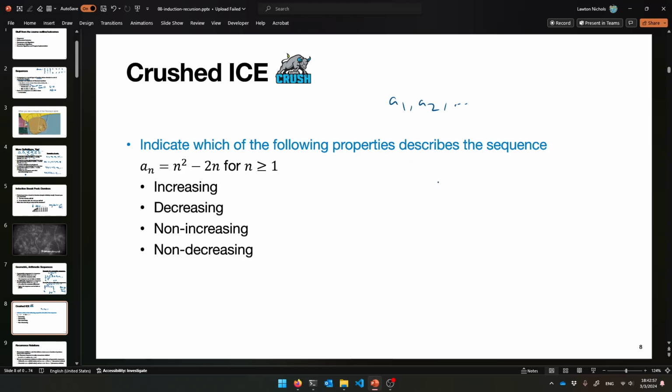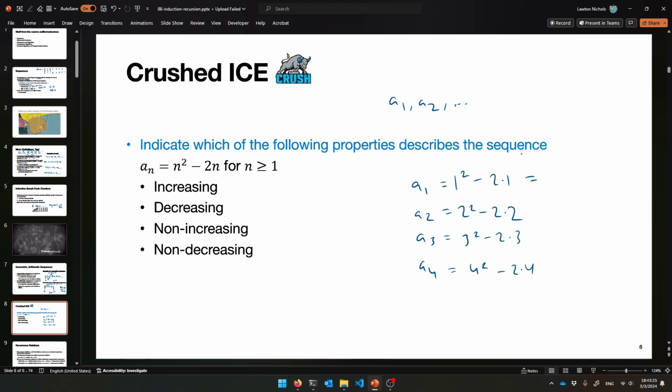All right, let's calculate some terms of the sequence. A1, A2, A3, A4. A1 is equal to, well, it's 1 squared minus 2 times 1. A2 is 2 squared minus 2 times 2. A3 is 3 squared minus 2 times 3. A4 is 4 squared minus 2 times 4. See the pattern?